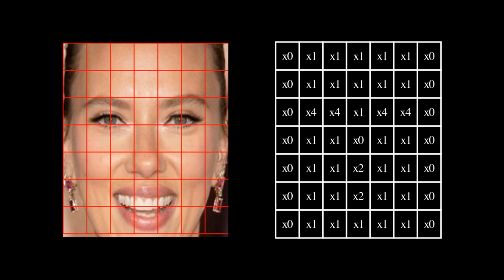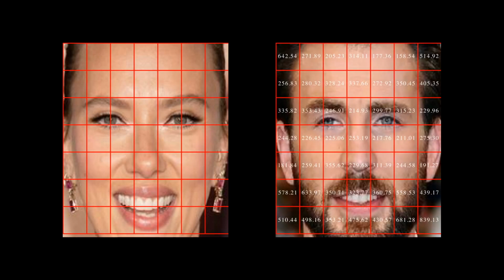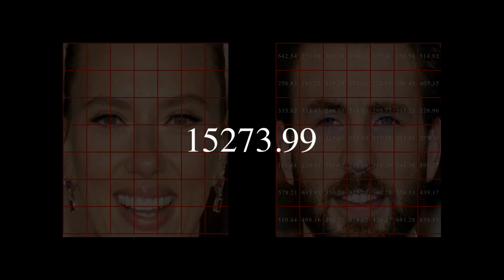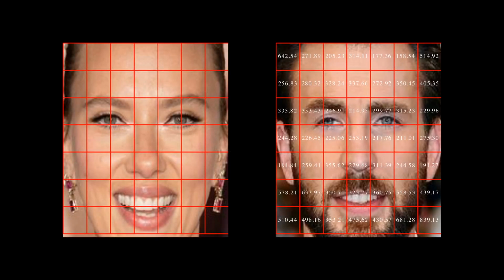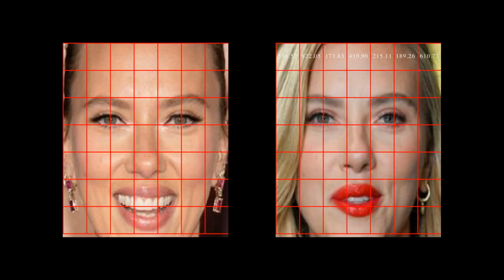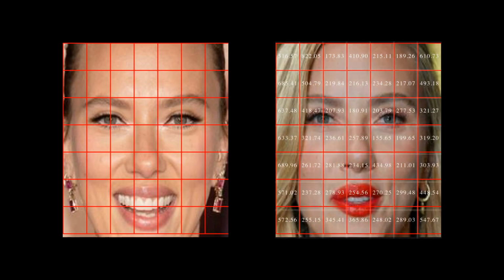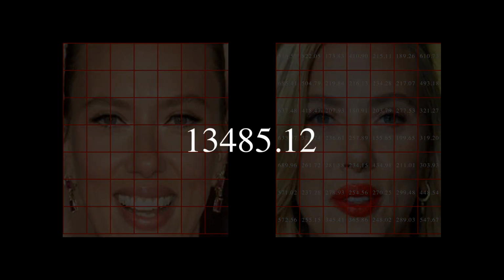If we apply these weights to each region for this photo and add up all these weighted distances, we get a total distance of 15,273.99. And if we look at our photo whose distance was incorrectly higher, despite being the same person, and now calculate the distance using weighted regions, we get a distance of 13,485.12, which is now lower, which is a great success.